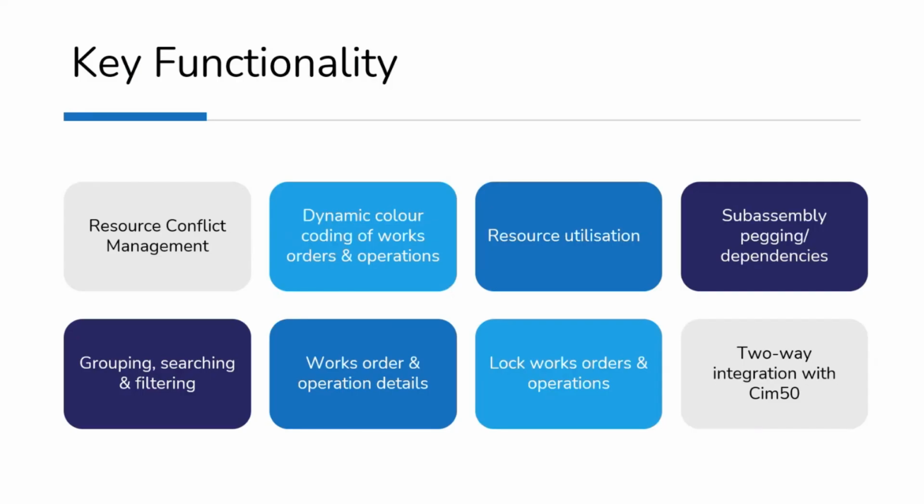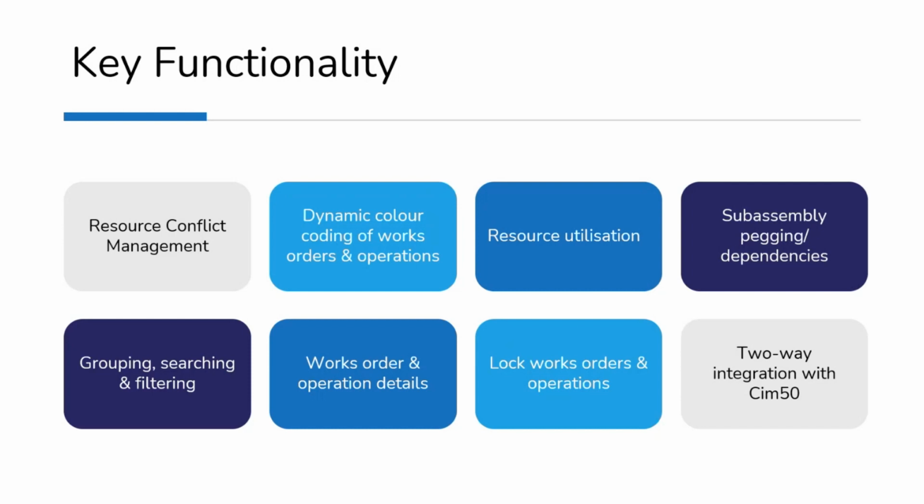So, key functionality then, we've talked about the benefits. From a functionality point of view, we've got resource conflict management. Where there's a conflict, the system will highlight that to you, so that you can overcome it. That is with some dynamic color coding of those conflicts of the works orders. So if you've got an overdue works order or operations that conflict on a resource, that would be highlighted to you with some color coding.